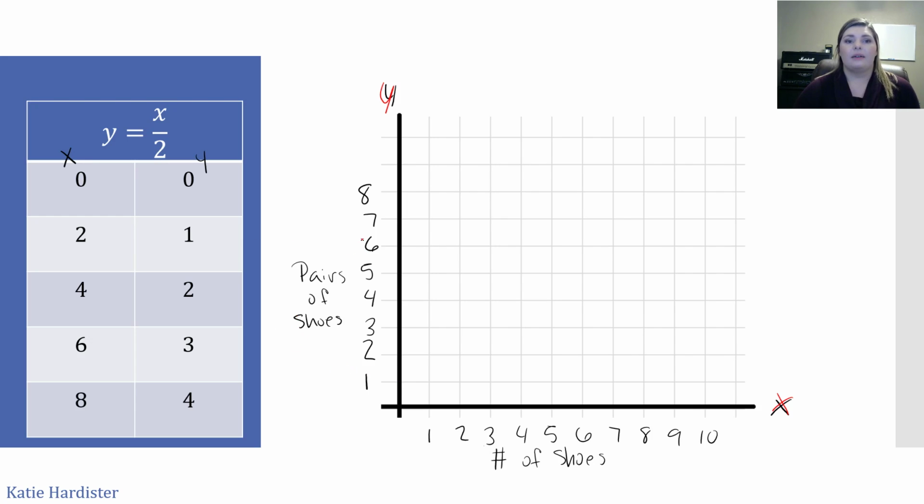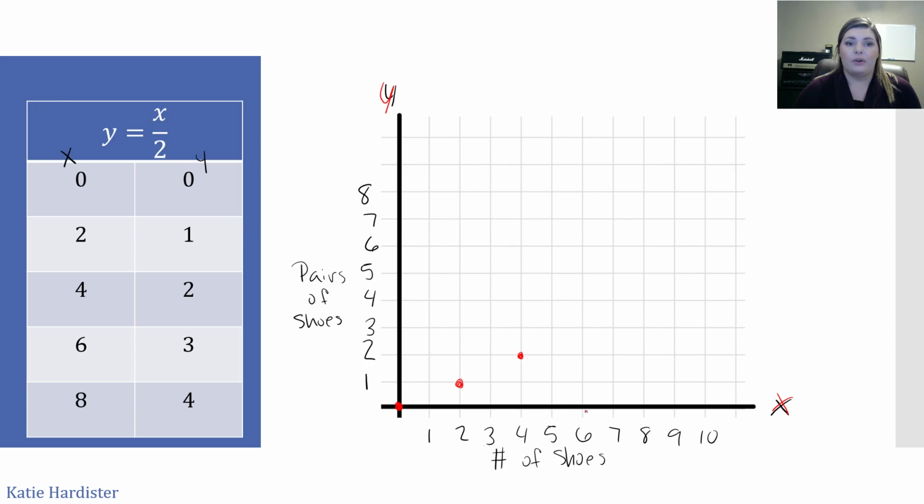But what we could do is kind of think of a scenario for this. So our scenario would be that, say I have shoes. I want to know how many pairs of shoes do I have. So if I go to my closet and I count, well, first I have none, so 0 and 0. So I can put that right here in the very middle of our graph. And then I could count, well, I have 2 shoes. 2 shoes is 1 pair of shoes. See how that makes sense? And then 4 shoes would be 2 pairs of shoes.